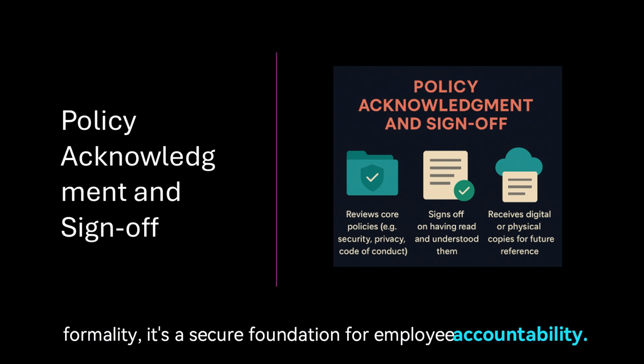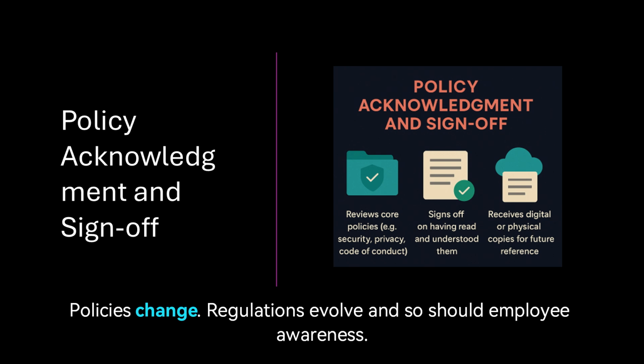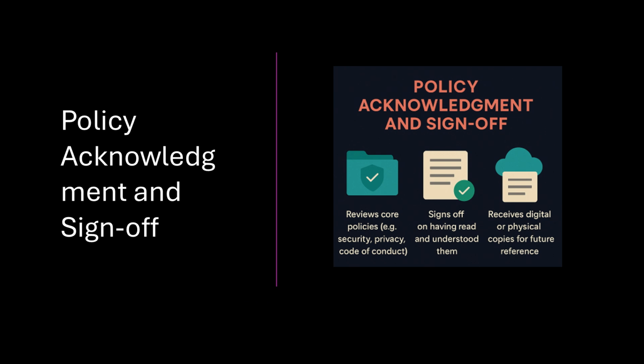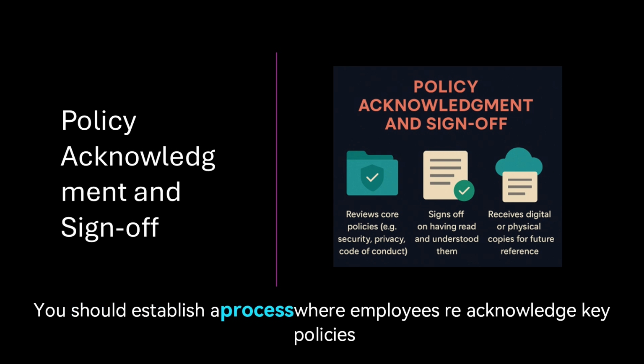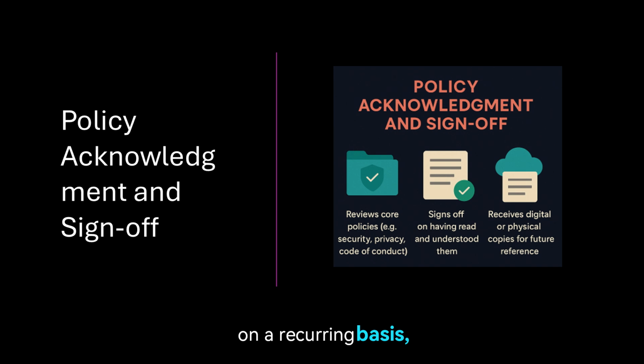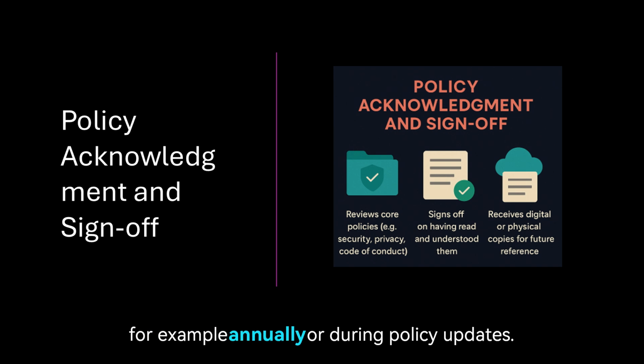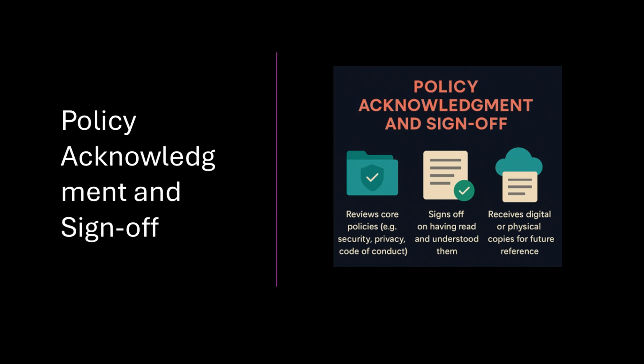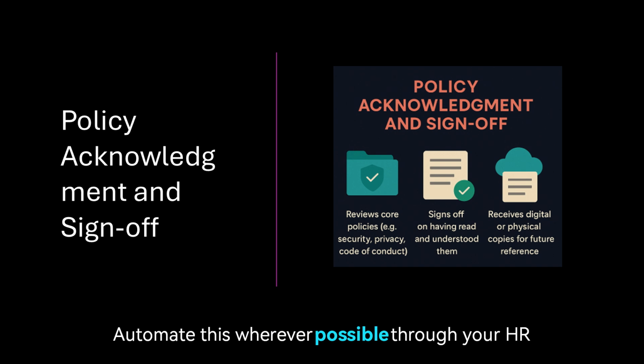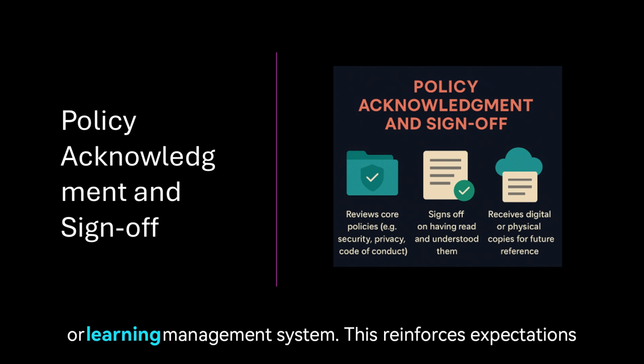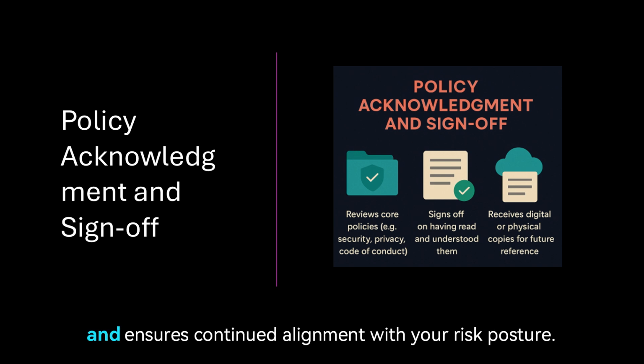employee accountability. Policies change, regulations evolve, and so should employee awareness. You should establish a process where employees re-acknowledge key policies on a recurring basis, for example, annually or during policy updates. Automate this wherever possible through your HR or learning management system. This reinforces expectations and ensures continued alignment with your risk posture.